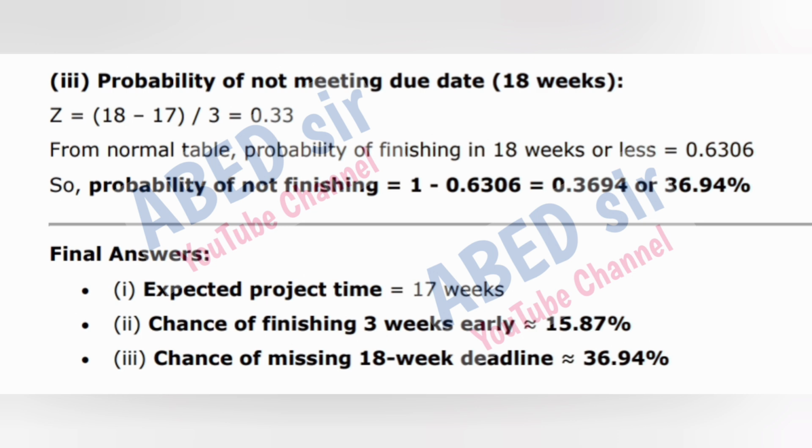Final answers. 1. Expected project time is equal to 17 weeks. 2. Chance of finishing 3 weeks early is 15.87%. 3. Chance of missing the 18-week deadline is 36.94%.